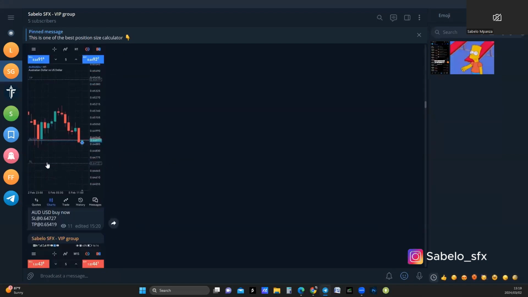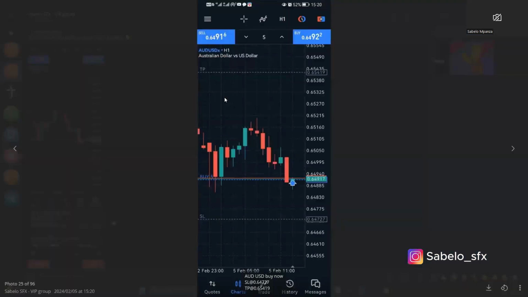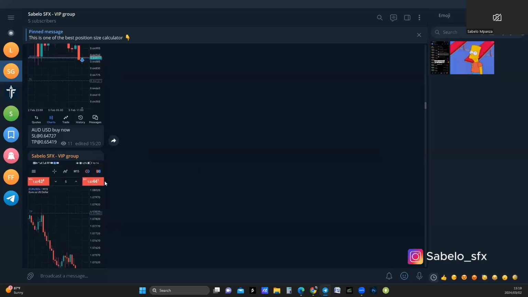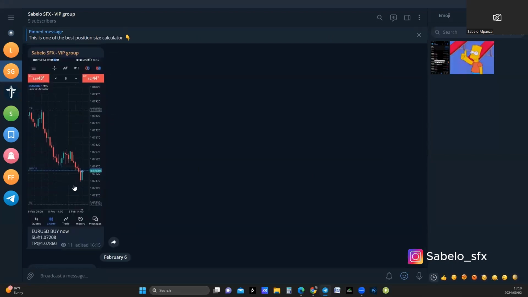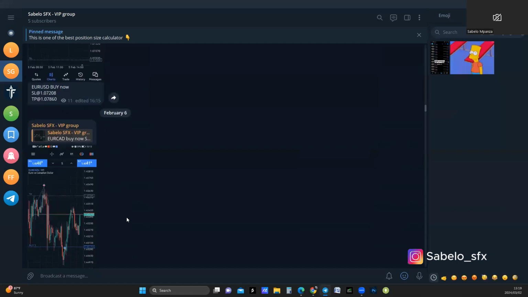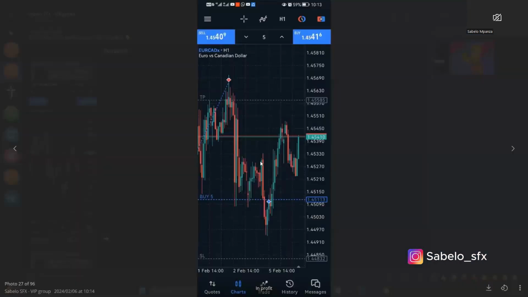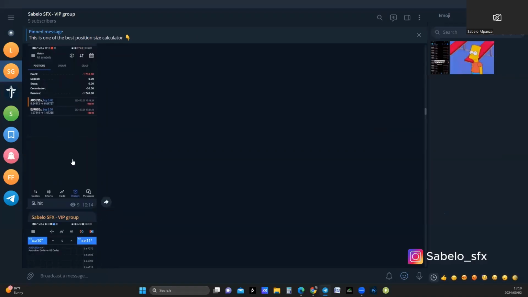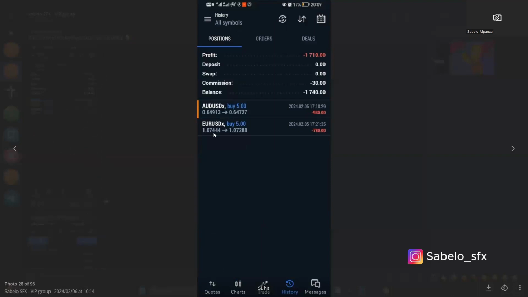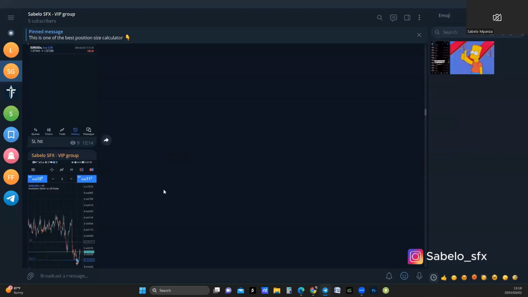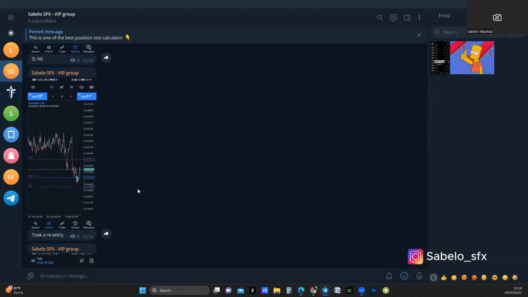And then here was another one, AUD/USD for a buy, and EUR/USD for a buy as well. So moving on, here was the update on EUR/CAD. We were in profit, and EUR/USD and AUD/USD we lost. We lost those two trades. And then, which one is this one?